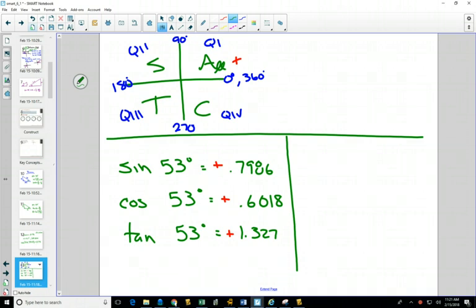And when we go to quadrant 2, I'm going to pick an angle in quadrant 2. I'm going to choose 127 degrees. And when we plug these into our calculator, and don't do it yet, some of the answers will be positive and some of them will be negative. Which ones will be positive and which ones will be negative?